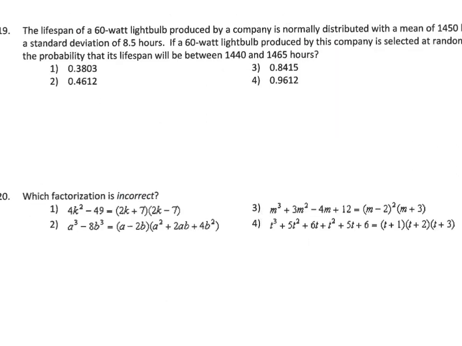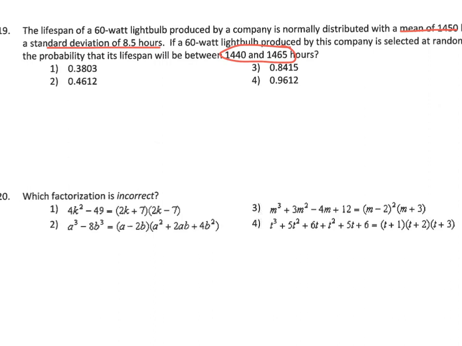All right, number 19. The lifespan of a 60-watt light bulb produced by a company is normally distributed with a mean of 1,450 hours and a standard deviation of 8.5 hours. So the mean is 1450 and the standard deviation is 8.5. If a 60-watt light bulb produced by this company is selected at random, what is the probability that its lifespan will be between these two values, this many hours?